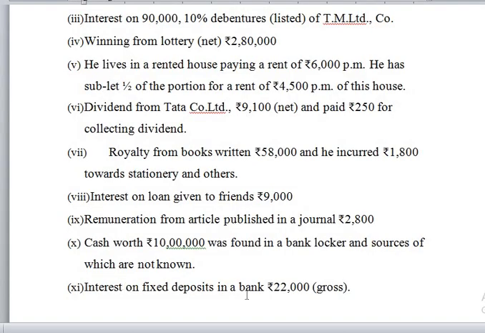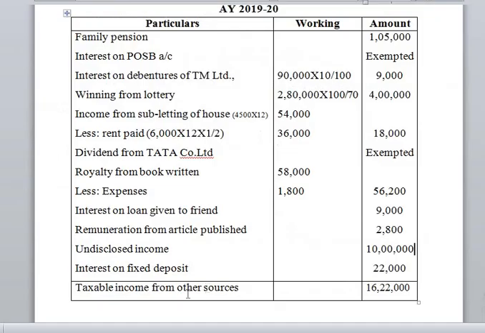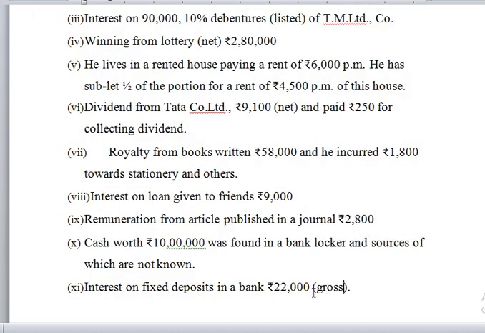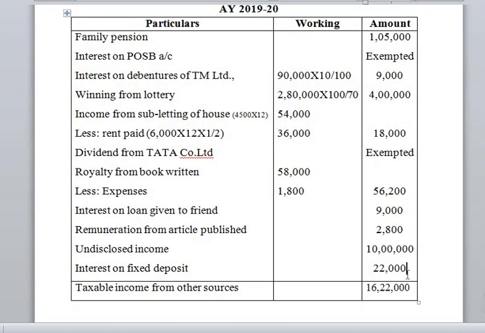So interest on fixed deposit in a bank, rupees 22,000 gross. It is nothing but a kind of income. Moreover, they have given gross, so no need to be grossed up again. If the interest on fixed deposit is exceeding rupees 10,000, that must be grossed up by 10%. Here they have only given the gross amount, so in such cases we need to take the total amount of interest.